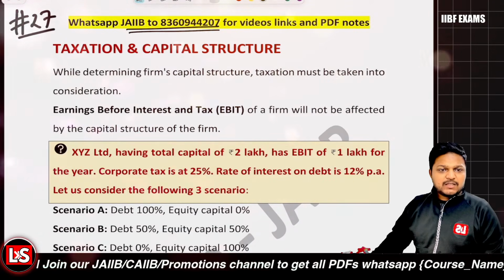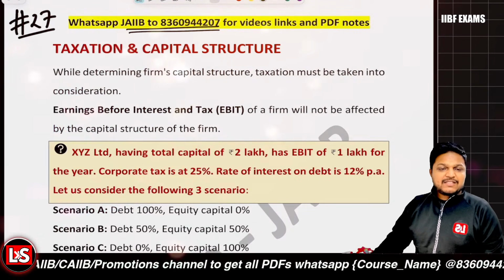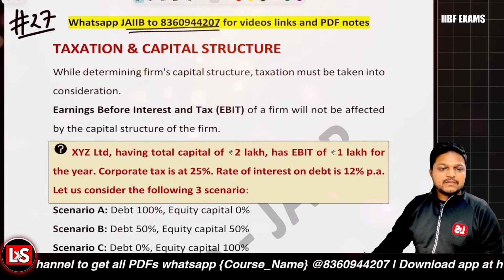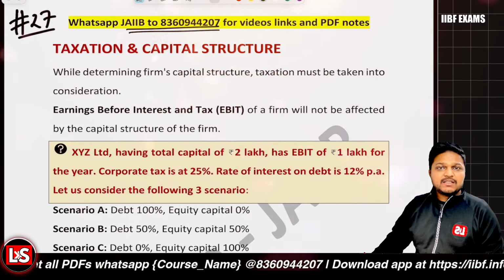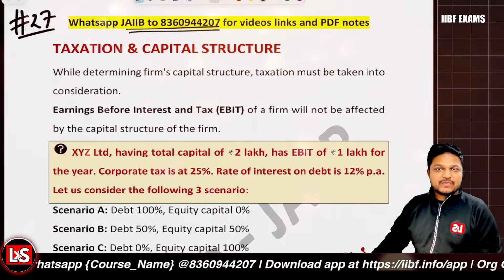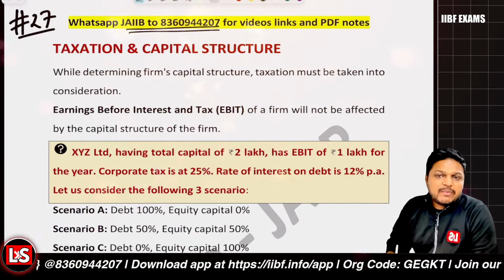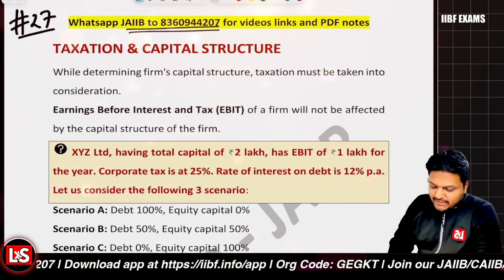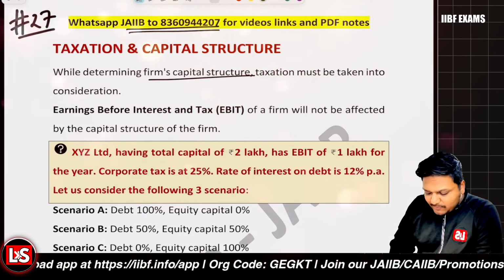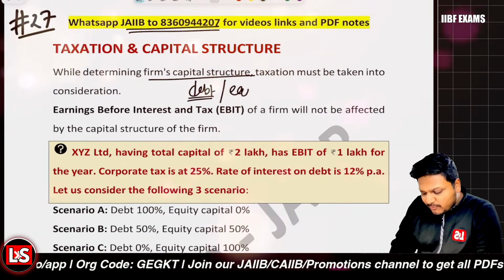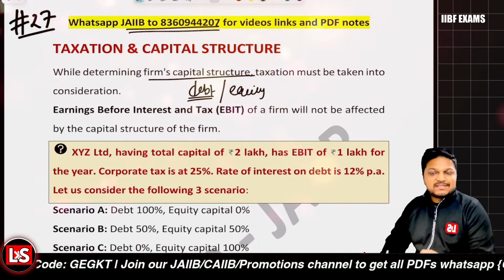It's about taxation and the capital structure. Okay, so I told you when we are to determine the firm's capital structure, it's about the composition of debt and equity. So either we will have the debt component more or the equity component more, or both could be the same.